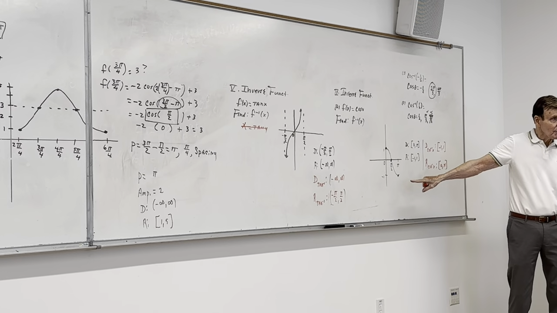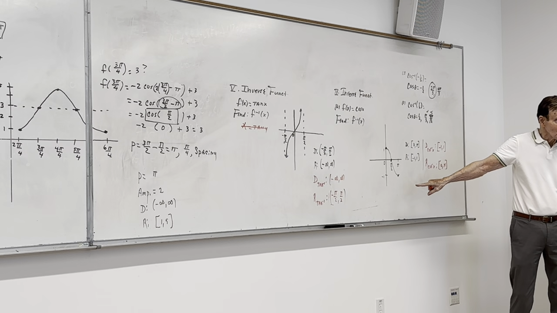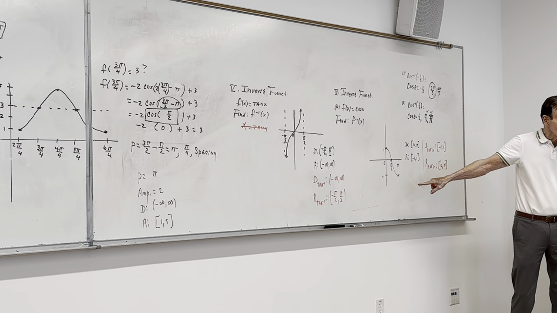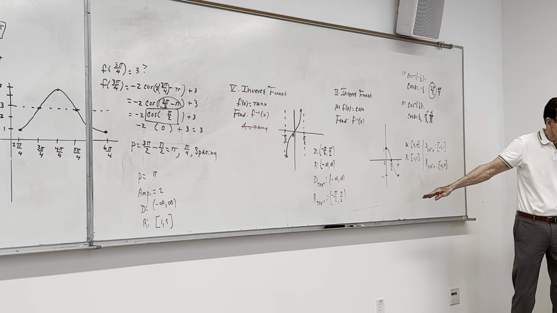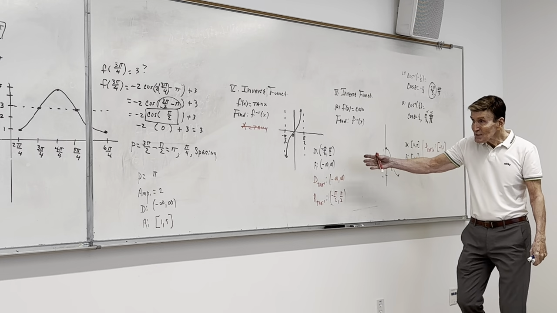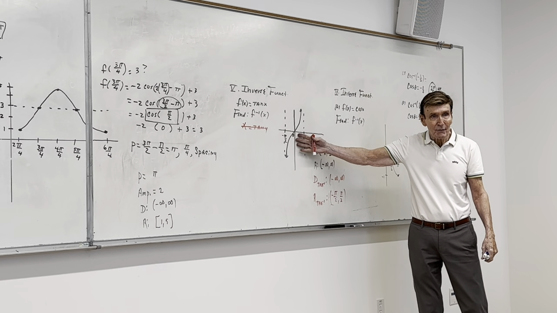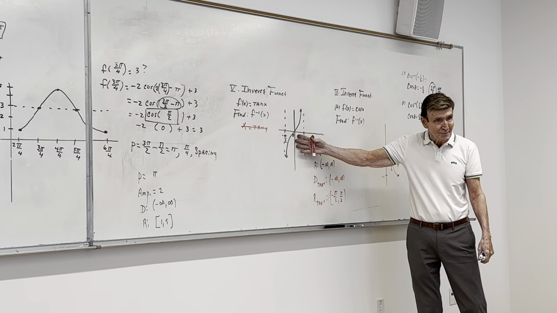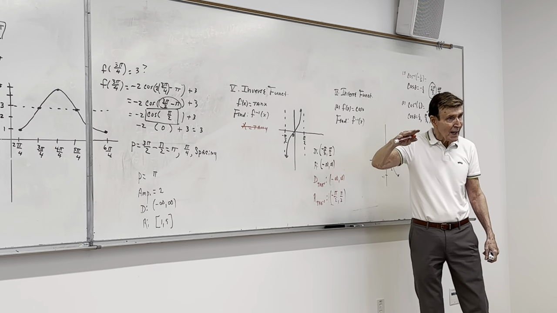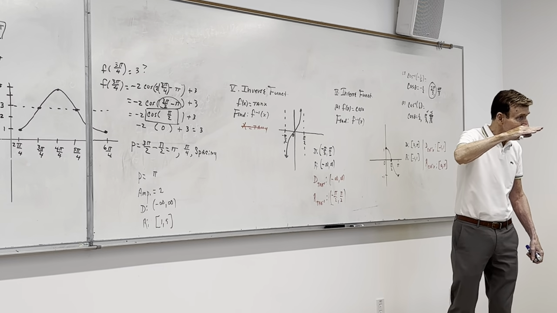This is not the graph of inverse cosine. What is this? This is a slice of the cosine graph. This right here is not the graph of inverse tangent. What is it? It's one cycle of the tan graph.